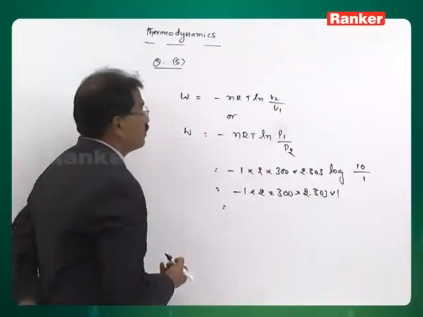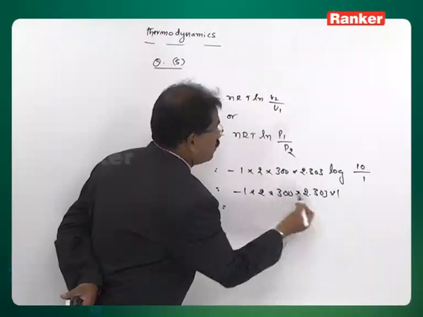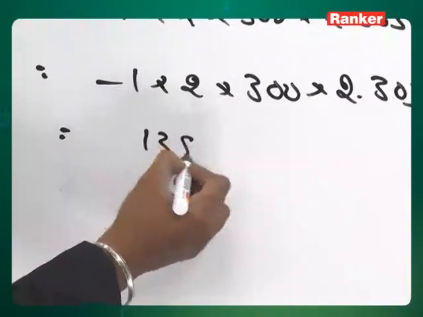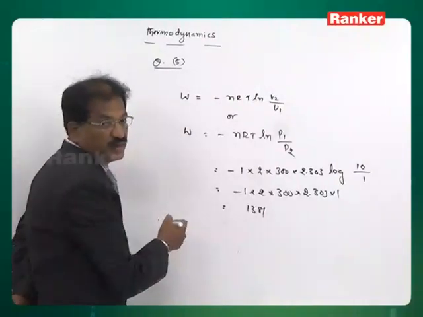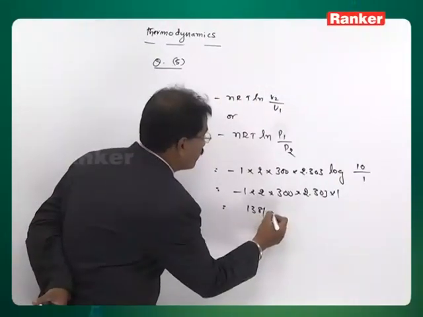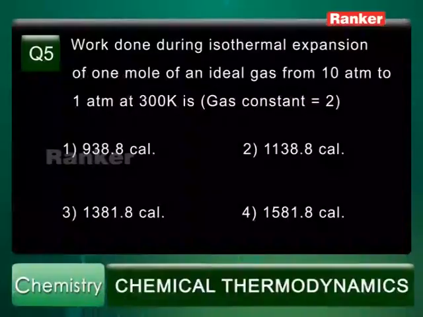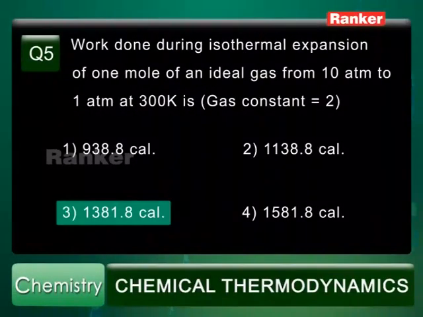Log 10 is 1. So, therefore, now this is 4.6, that is 1381. So, 1381.8 calories is the answer. Therefore, answer is 3.